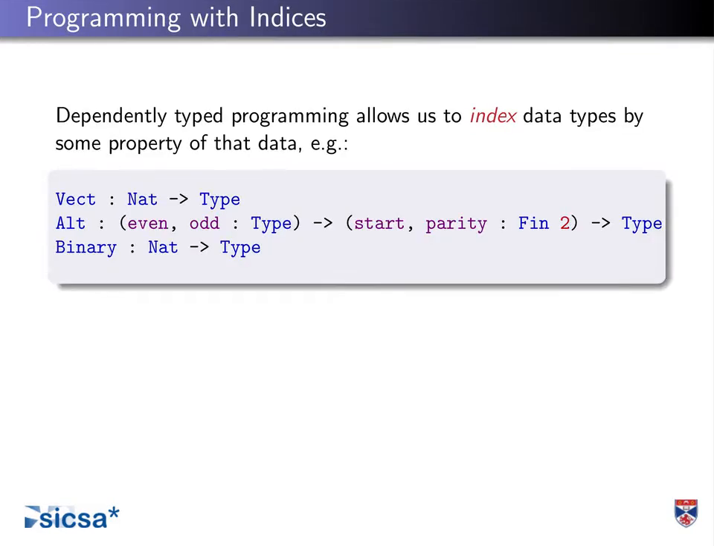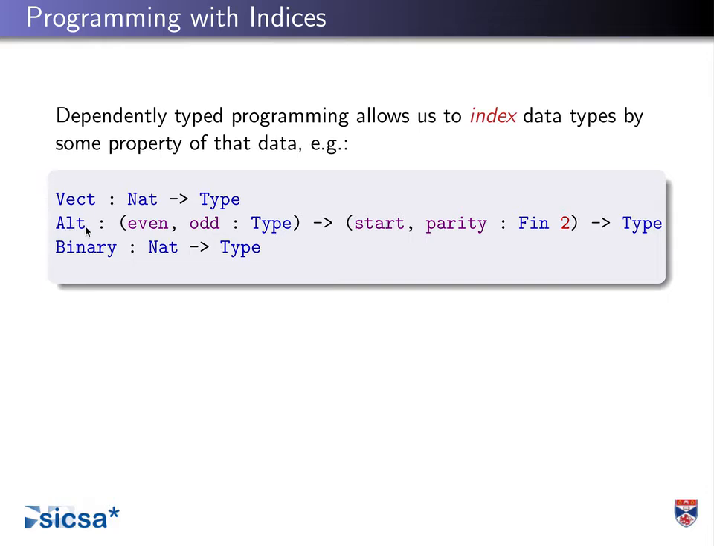So, just to illustrate the sort of problem that we're trying to help with here. When you're doing dependently typed programming, you're allowed to index data types by some property of that data. Everybody's favourite first dependent type is lists indexed by length, so vectors have lengths.